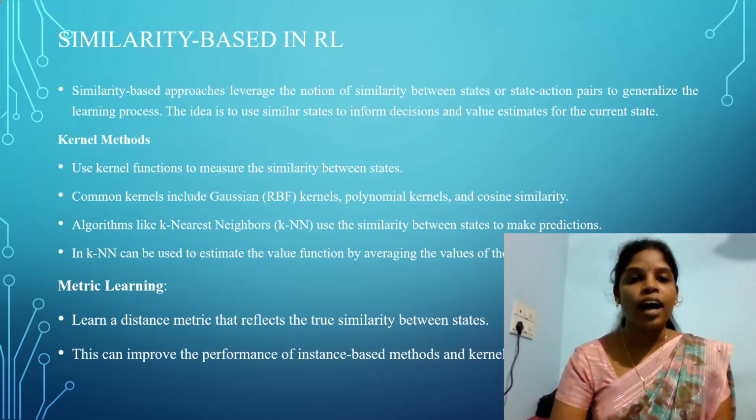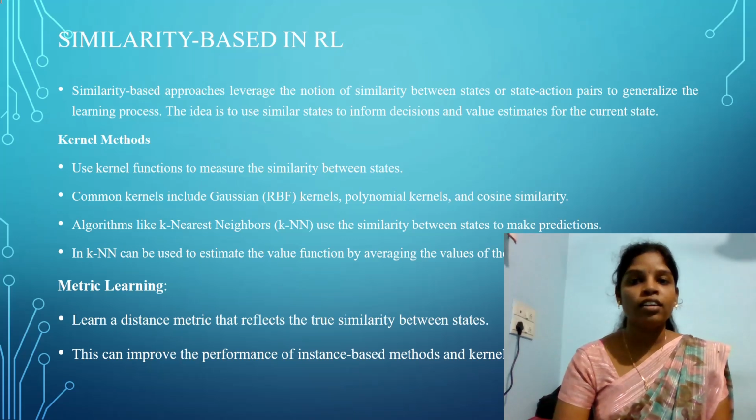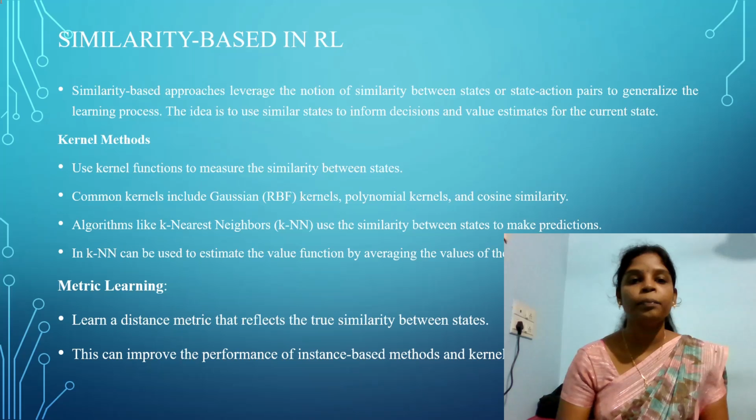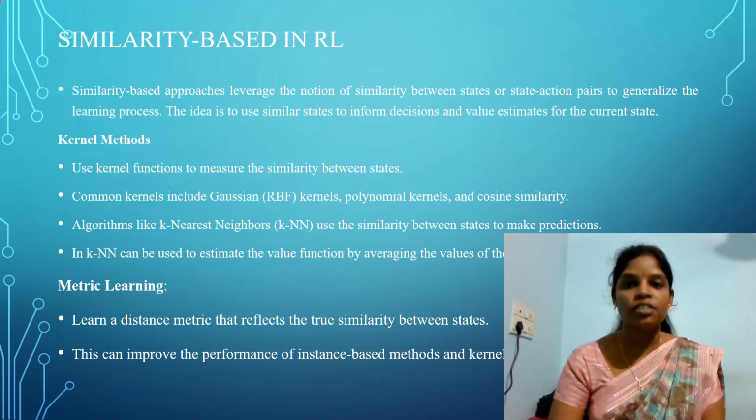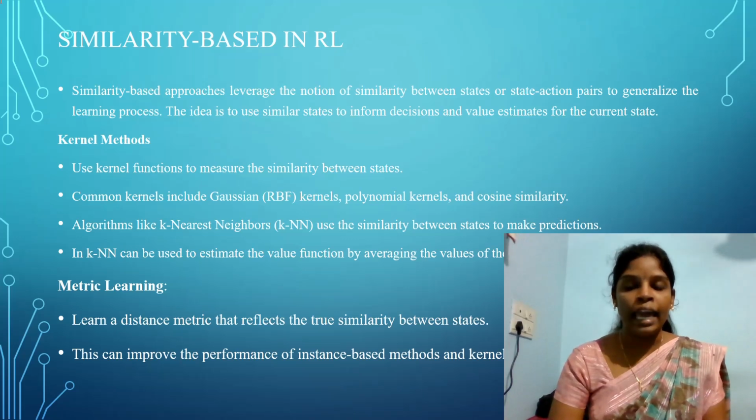The idea is to use similar states to inform the decision and the value estimate for the current state. We apply this to the state-action pair, generalizing to similar states to inform the value function Q of s comma a. That function is called the current state estimation.